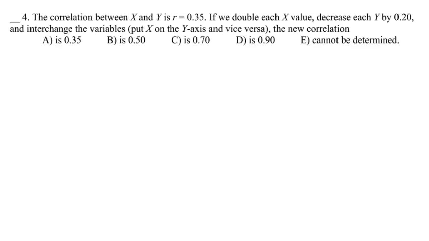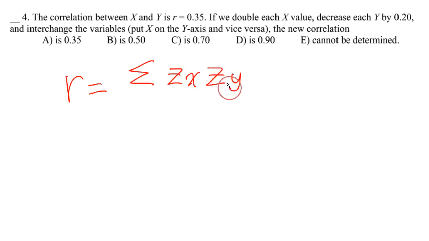So in question number 4, we're given a rather interesting conceptual question. To help answer this, I'm going to remind you of what the formula for calculating R is. So remember that R is the sum of all of the z-scores for x times all of the z-scores for y divided by n minus 1.